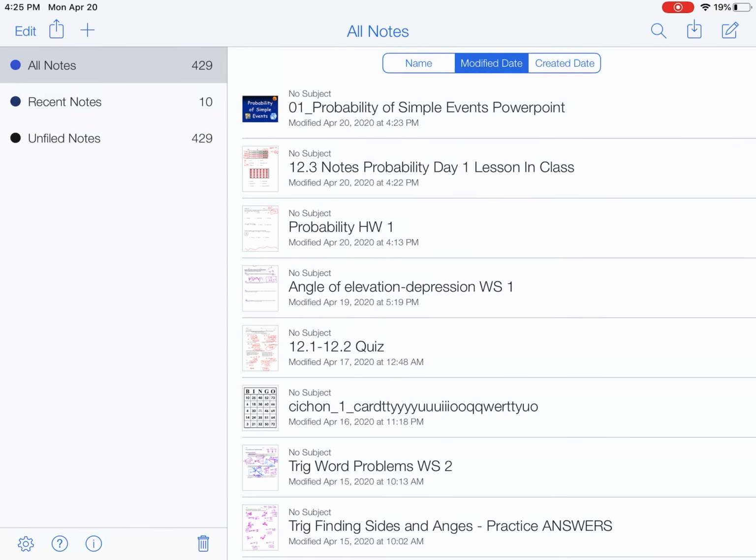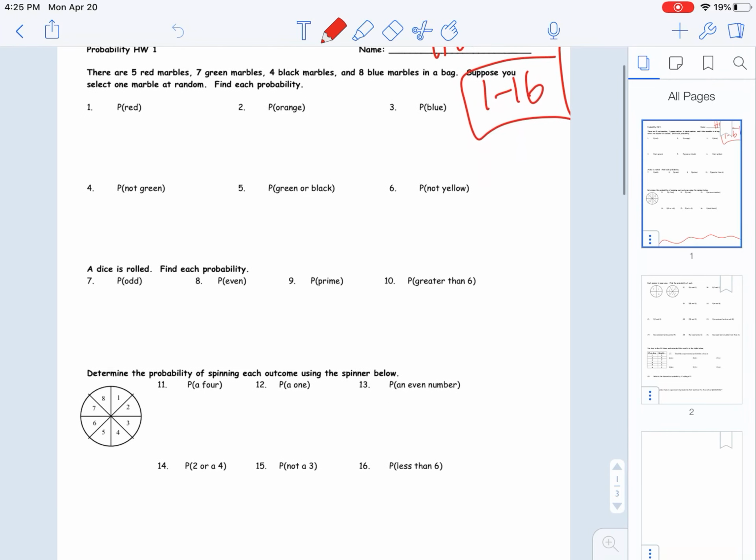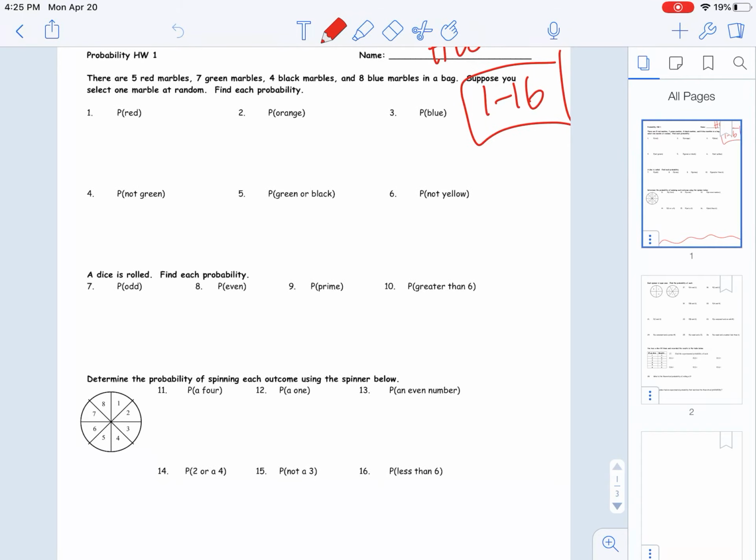All right, here's your assignments. 1 through 16. So this is a chart, this part down here. How come my pen doesn't work? All of a sudden my pen went dead. All right, 11 through 16 is a chart. That should be pretty simple.